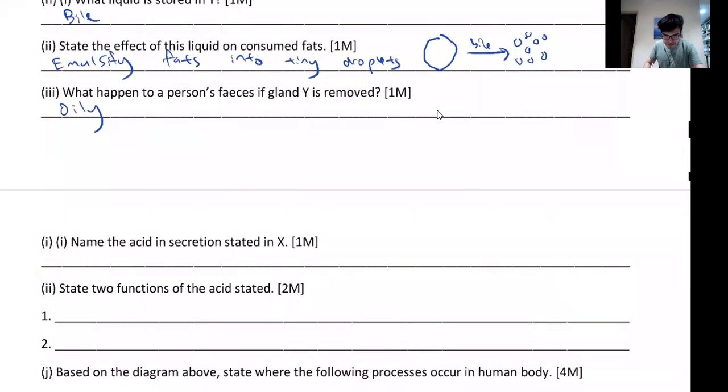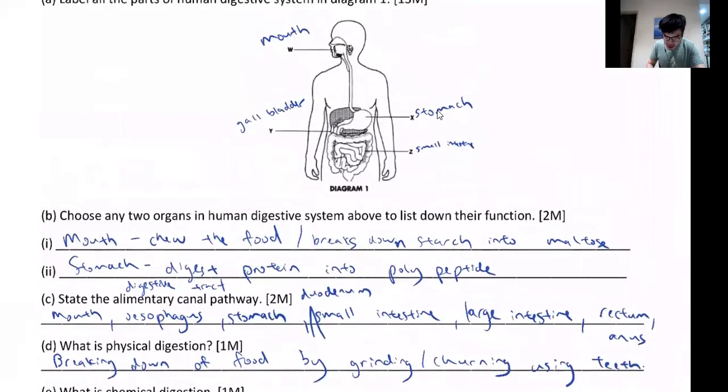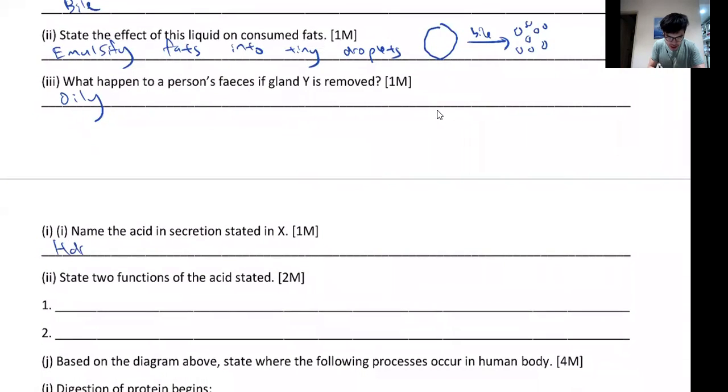Okay, so next, I1. Name the acid secreted in X. X is your stomach. Your stomach will produce something called hydrochloric acid. I already mentioned this many times. Hydrochloric acid. How strong is this acid? This acid is pH 1. pH 0 being the strongest, this thing is second strongest. Your stomach acid is very strong. That's why you get gastric if you don't eat.